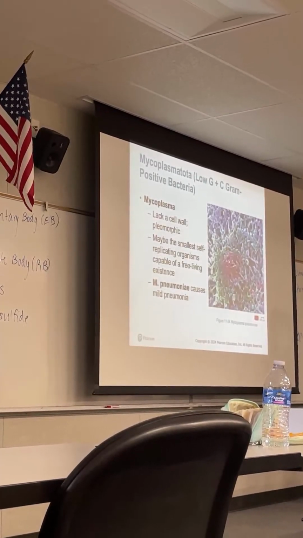So because they lack a cell wall, we call it pleomorphic because it can take on many types of shapes, right? It can vary in its shape and its appearance because it doesn't have a cell wall. The cell wall makes it rigid, right? So these are probably the smallest self-replicating organisms that are capable of free-living existence.